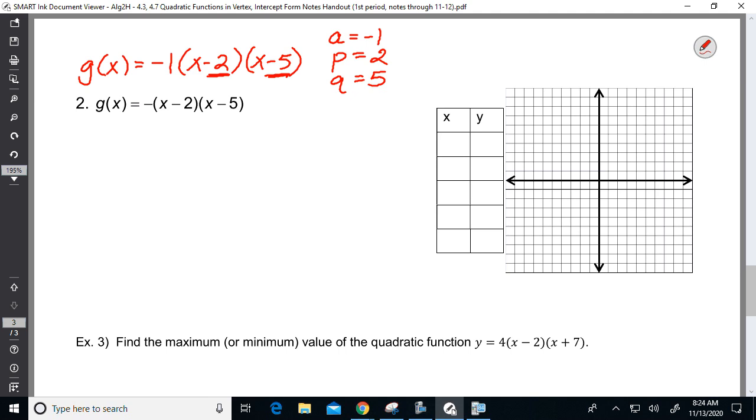So let's go ahead and work out our graph. Axis of symmetry, p plus q divided by 2. So that's 2 plus 5 divided by 2. 7 over 2, 3.5. Yes, sometimes your axis of symmetry is going to be a decimal. That is what it is. 1, 2, 3, 3.5.